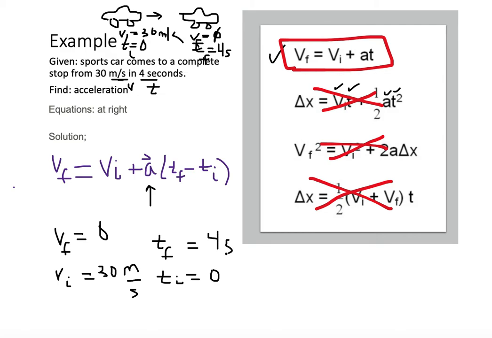Now we know everything. So let's substitute in. So we substitute in 0. I'll put it over here. 0 is equal to V initial, 30 meters per second.